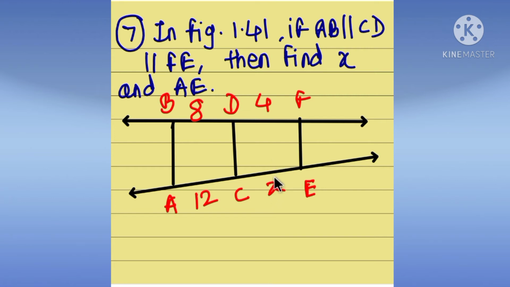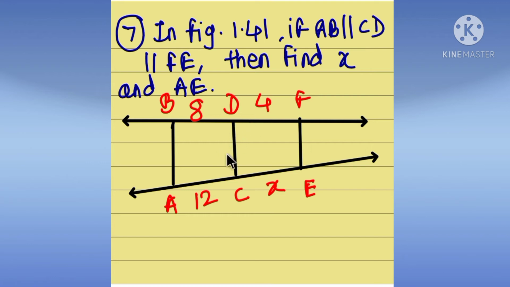That means we have to find the value of X. In the question it is given find X and then AE. That means we have to find AE. To find AE, we should know CE. Then we can add AC plus CE because these are collinear points. So we can do addition and find AE.